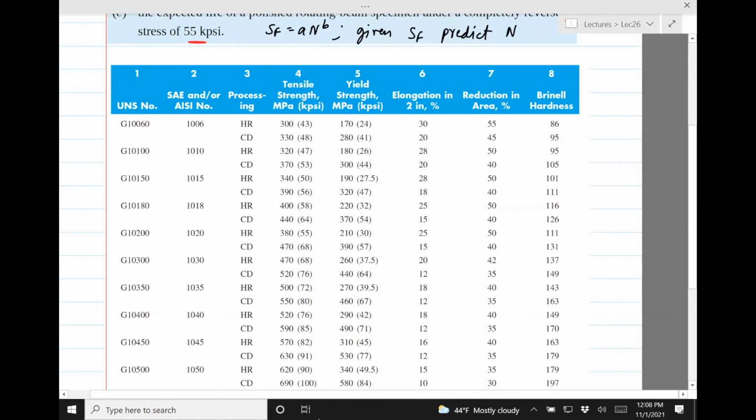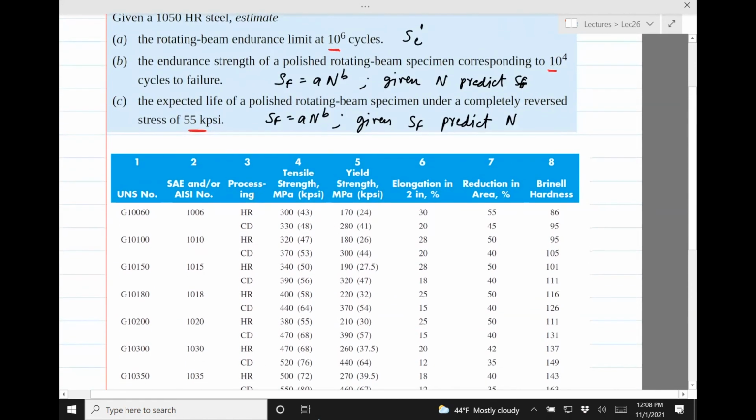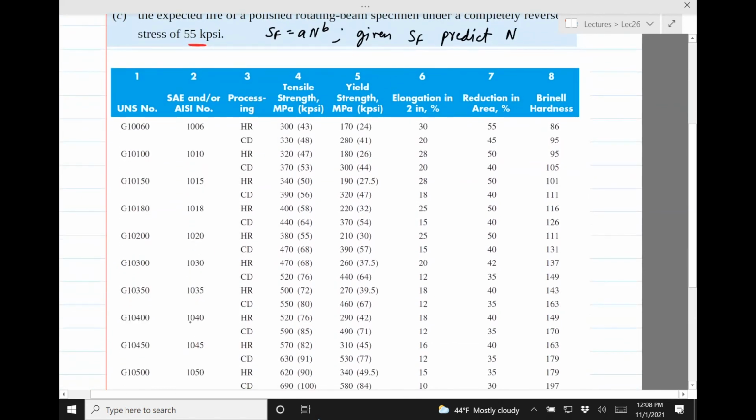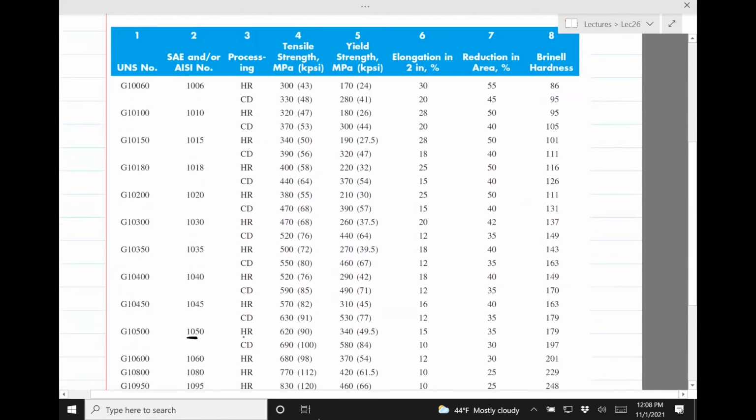tabulated here. So 1050 HR steel. So here's HR, and that's 1050. So HR, and then we want the strength in, so we need the ultimate strength in kpsi. That's the number we're after. This is SUT, and this is the yield strength. We're not interested in the yield strength. So 90 is the value. So I'll use that.